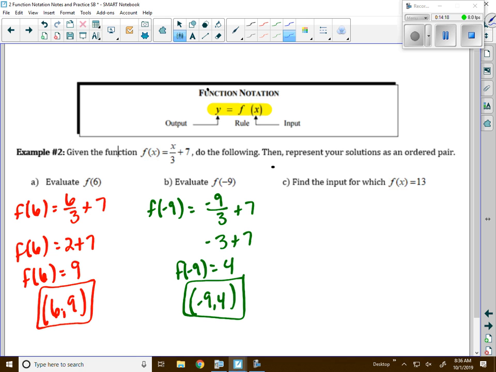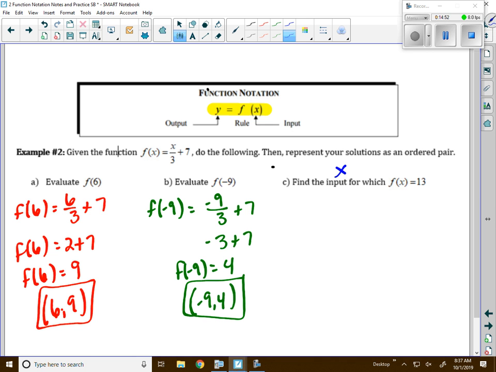Okay, did we go okay on A and B? Yes. Any issues there? Okay, C, it says find the input. What variable is the input? X. Okay, now let's just pause there. Go back to A and B. What did we find in A and B? Y, and Y is the output, right? So we're doing the opposite in letter C.